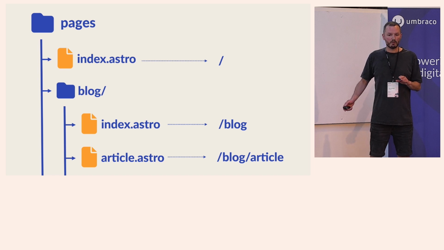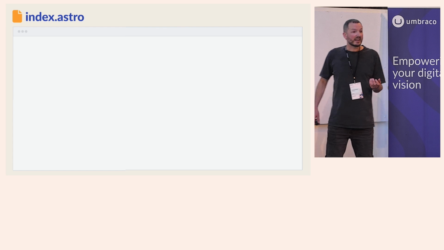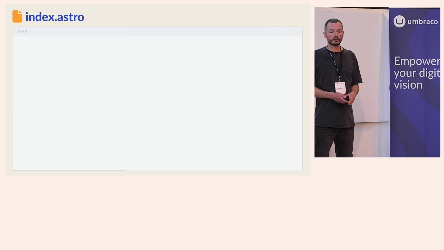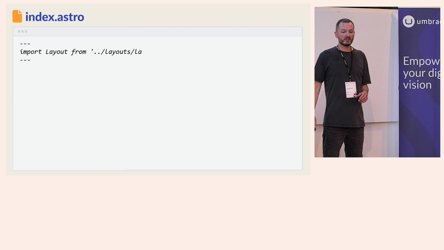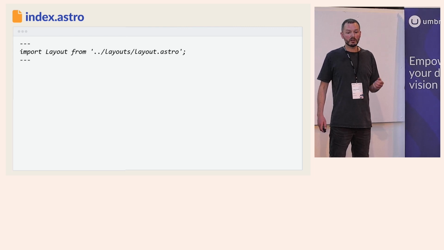So I'll leave that there for now. And what we're going to do is open up one of those files, so that index file, to understand some of the syntax of Astro and how it works. So firstly, within this file, we're going to import a layout from our common layouts area.